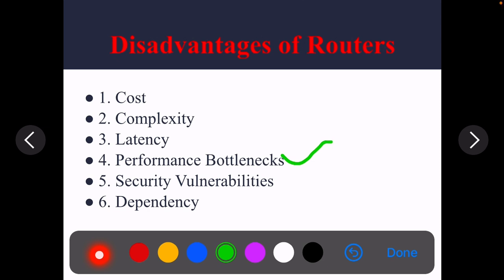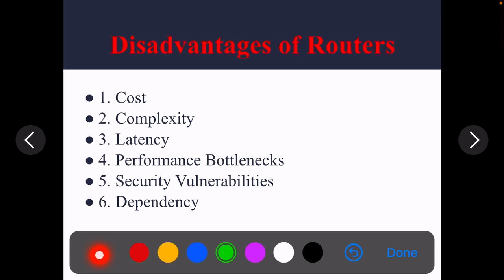Then performance bottleneck. In performance bottleneck also, throughput limitations and congestion are there. Throughput limitation means routers have maximum throughput limits, and under heavy load they may become a performance bottleneck. So this is the main problem. Then another one is congestion. Improperly configured routers can lead to network congestion and reduce performance.